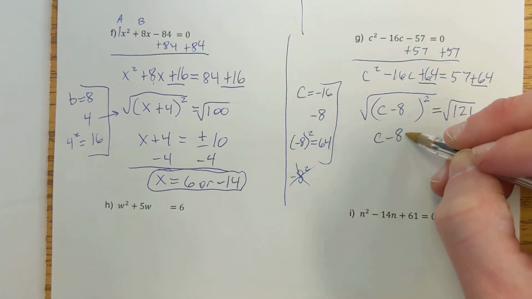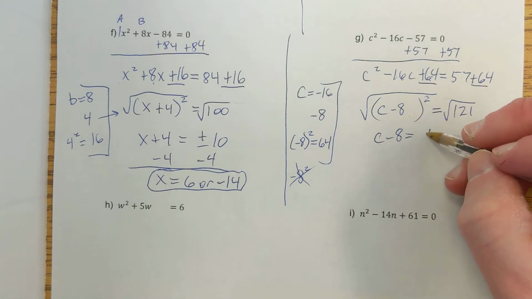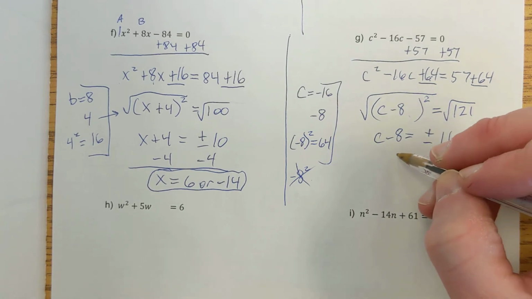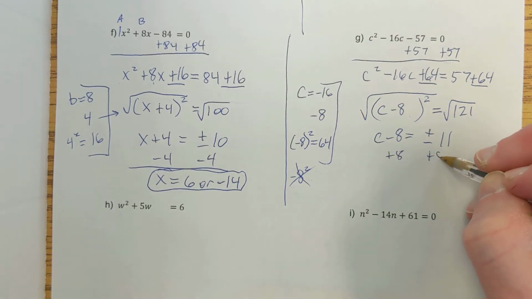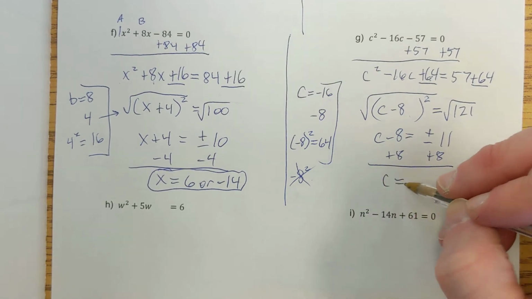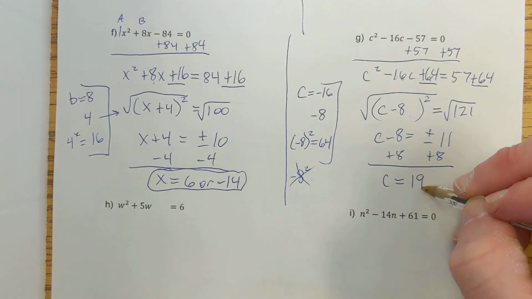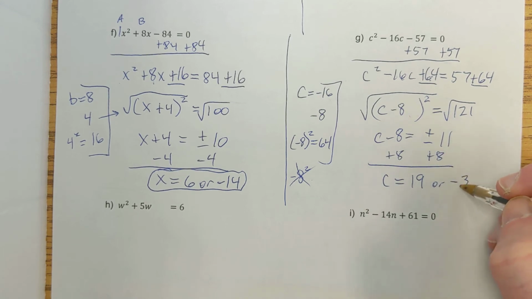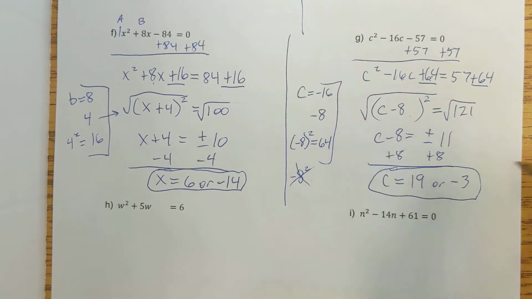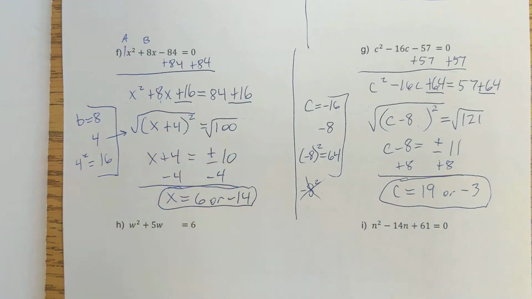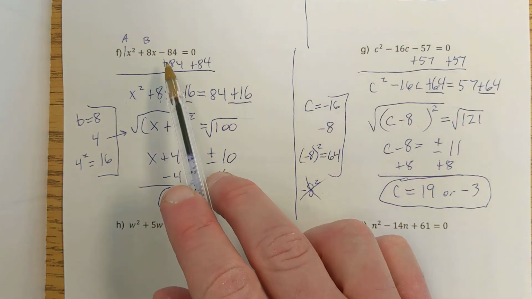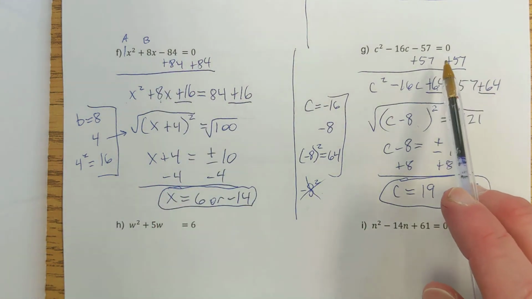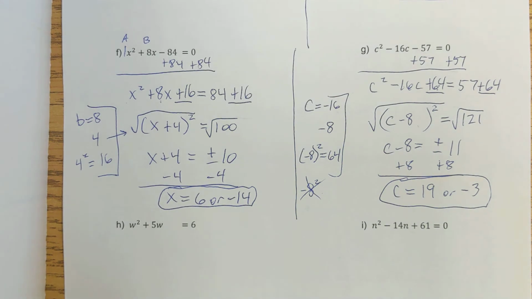So we get C minus 8 is equal to, 121 is a perfect square, so plus and minus 11. We're going to add 8 to both sides. We get C is equal to 11 plus 8 is 19. Negative 11 plus 8 is negative 3. So there are those two. So those are a little more complicated just because you had to move the C value off the start. Move that so that we can set this up for completing the square. All right, so pause if you need there.